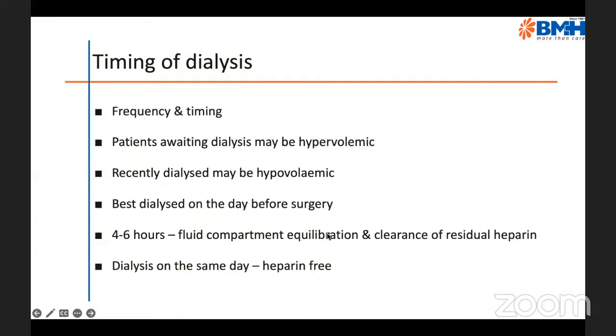Suppose the dialysis is on an emergency basis and has to be done on the same day. A nephrologist will be doing the heparin-free dialysis most of the time, which has to be clarified in consultation with the nephrologist.